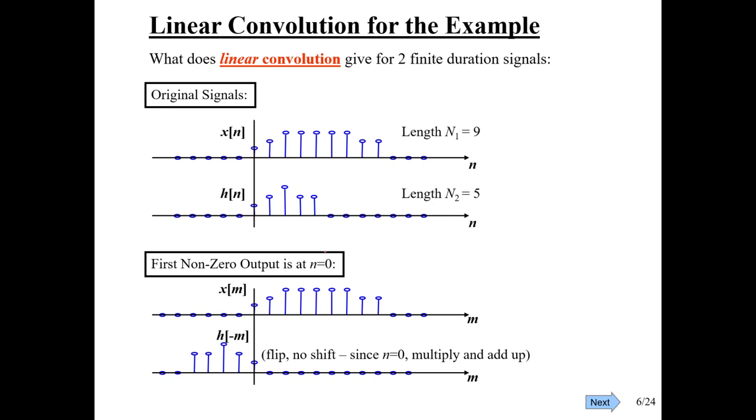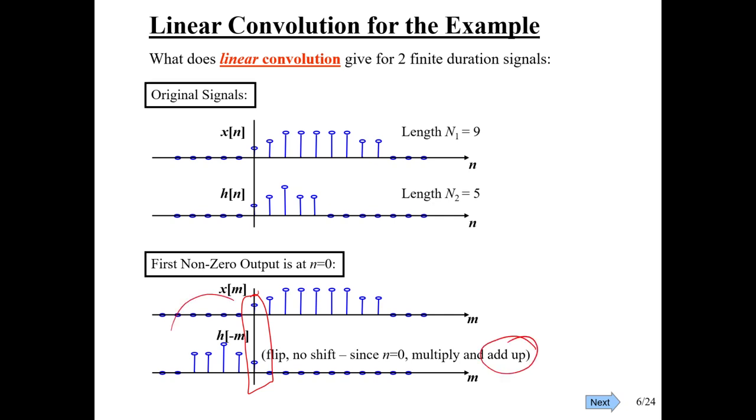So if I want to know the output of the convolution of these two things at n equal to 0, I flip, but no shift. And so that would be the case for n equal to 0. In general, we'd have an n minus m in there, but for n equal to 0, we just have the flipped version. So we flip and shift of 0 here. We multiply. What do we multiply? Point by point by point by point by point. So in this case, the only non-zero product is right there. And then we add up all the products.